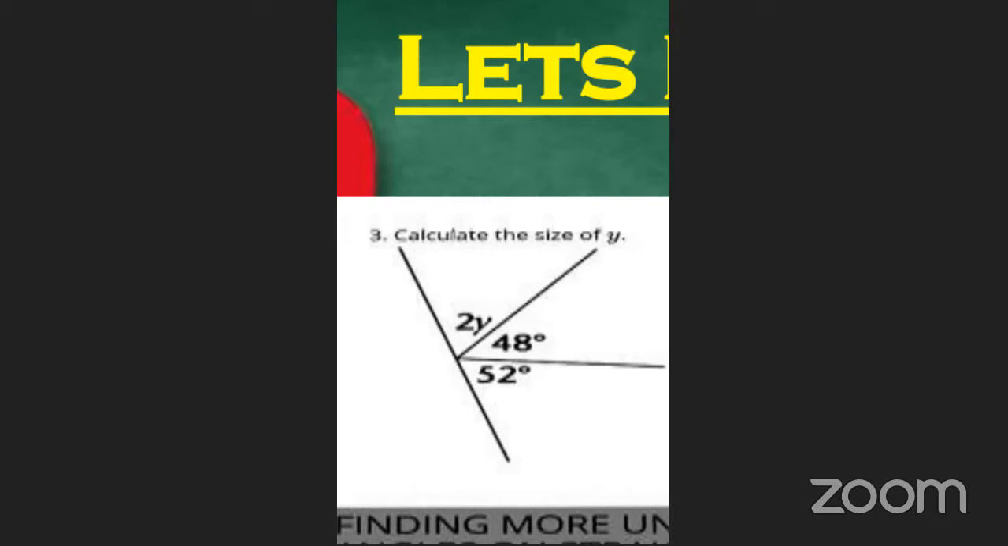We have 3 angles here. So we have angle number 1, our 52 degrees. Angle number 2, 48 degrees. And our angle number 3 is 2y. And we must find the value for y, right? So let's do it together.